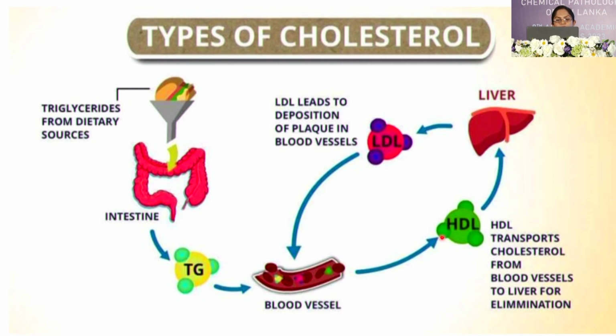And HDL, the so-called good cholesterol, takes cholesterol and other lipids from blood vessels or other peripheral organs to the liver to metabolize. So LDL is the bad one, HDL is the good one. And these chylomicrons are not present in our fasting samples.